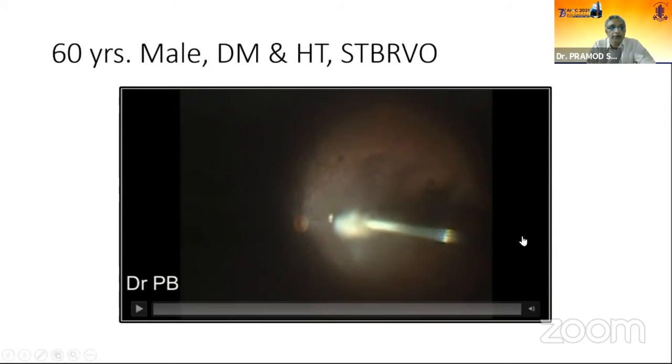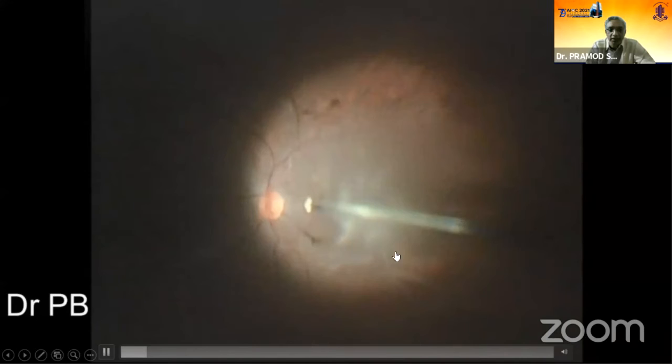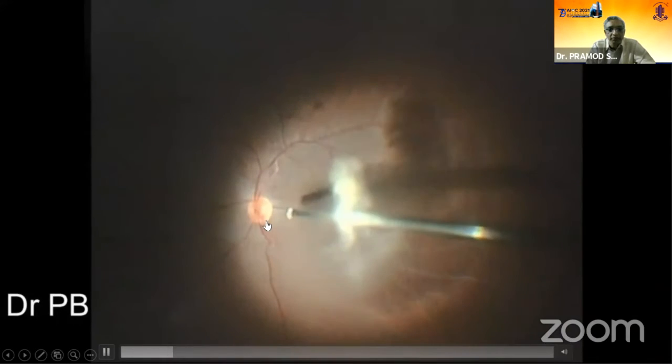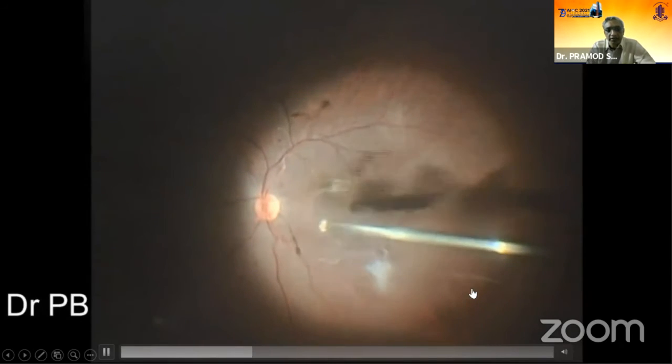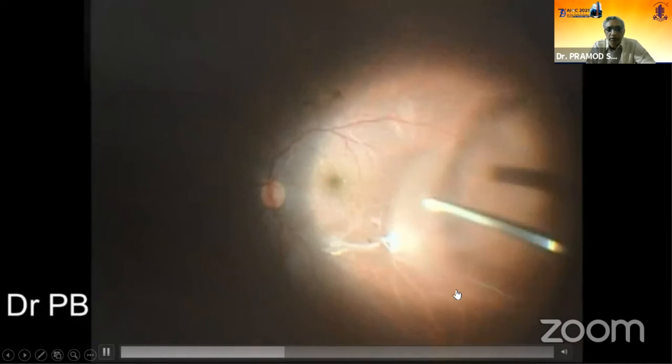This is a 60-year-old male, diabetic, hypertensive, with a superior temporal BRVO. This is probably one of the simplest cases. You have a single isolated attachment here and an attachment to the disc. Complete the vitrectomy, this superior temporal branch occlusion. Technically, surgery is almost simpler, except for those two attachments.